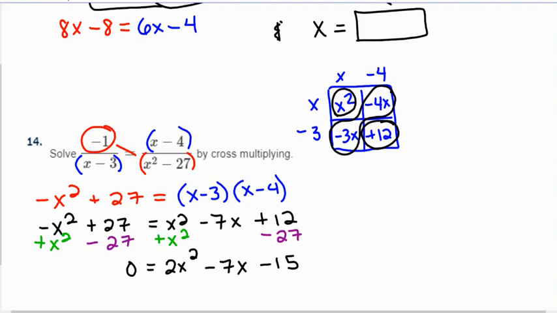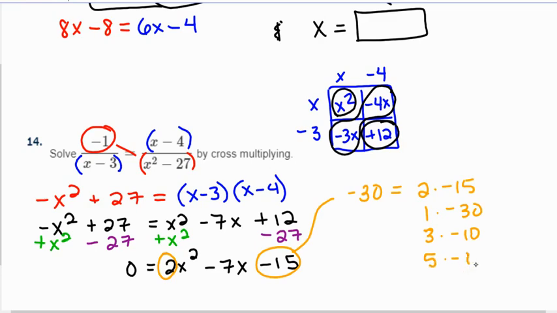Okay, so now we are looking for 2 and negative 15. When we multiply those together, we get negative 30. So we're looking for numbers that multiply to equal negative 30. So we could have 2 times negative 15. We could have 1 times negative 30. We could have 3 times negative 10. 4 does not go into 30 evenly, so let's skip to 5. We could have 5 times negative 6.